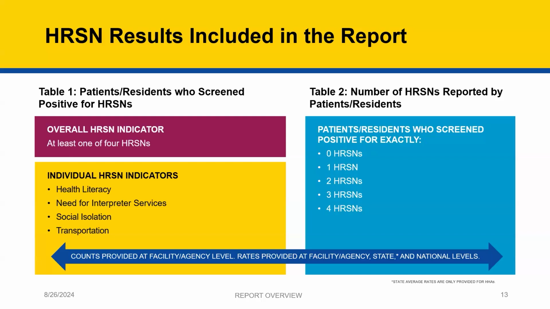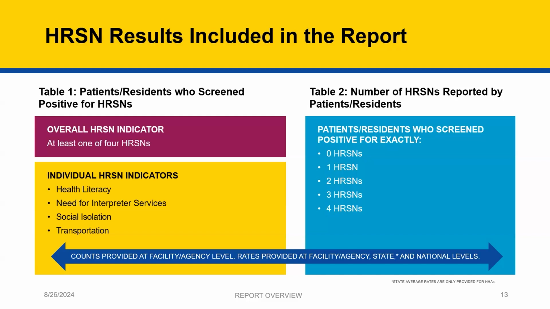indicator, which is a single indicator that identifies patients or residents who screened positive for at least one of the 4 HRSNs. Table 1 also includes results for the 4 individual HRSN indicators, or those that identify patients or residents who screened positive for each of those 4 individual HRSNs: health literacy, need for interpreter services, social isolation, and transportation.